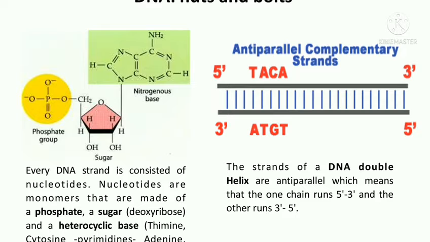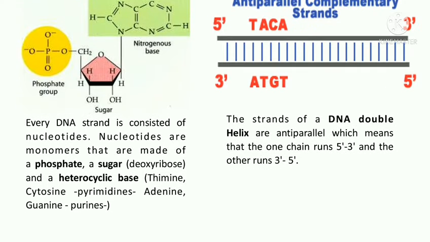We know that DNA is made up of nucleotides. The basic units, or the monomers, of the DNA are the nucleotides. Every DNA strand consists of nucleotides. So what are nucleotides? Nucleotides are simply the monomers that are made up of a phosphate, a sugar, and a heterocyclic base that might be a purine or a pyrimidine.